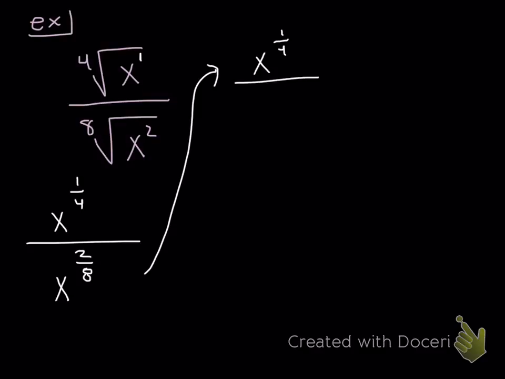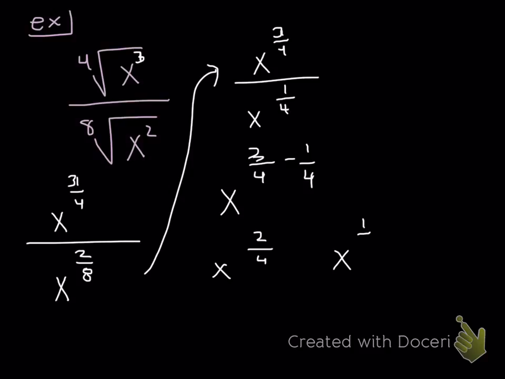divided by, oh, sorry, hold on. Looks like I copied that problem wrong. That should be 3. Sorry. And then the 2/8 will reduce to the 1/4 power. And then when I subtract my exponents, because I'm dividing, I'll have x to the 3/4 minus 1/4. So this will be x to the 2/4, which again can reduce to x to the 1/2 power.